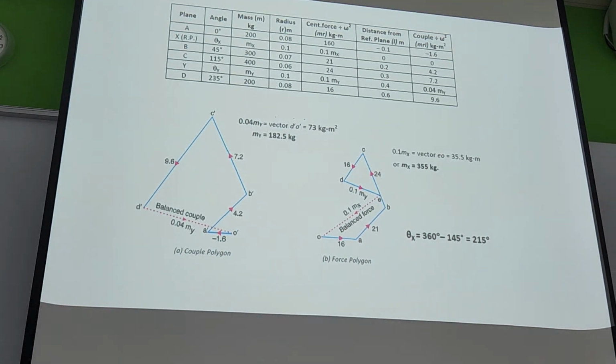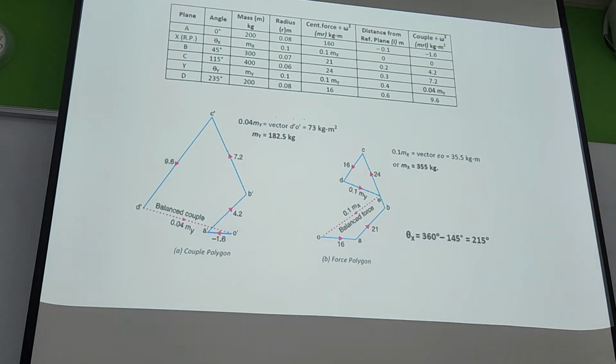Now the distances from the reference plane are also given. We follow the notation with reference to the plane: towards left is negative, towards right is positive. So mass A is negative 0.1 from X plane. We are referring the data to plane X, so therefore the distance for plane X reference point will be 0.